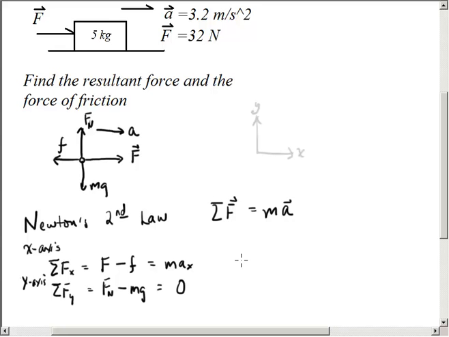Now, can we find the resultant force? Well, what is the resultant force in the x direction? That's simply equal to mass times acceleration. So we can write out that's going to be 5 kilograms times 3.2 meters per second squared, and that's going to be equal to 16 newtons.